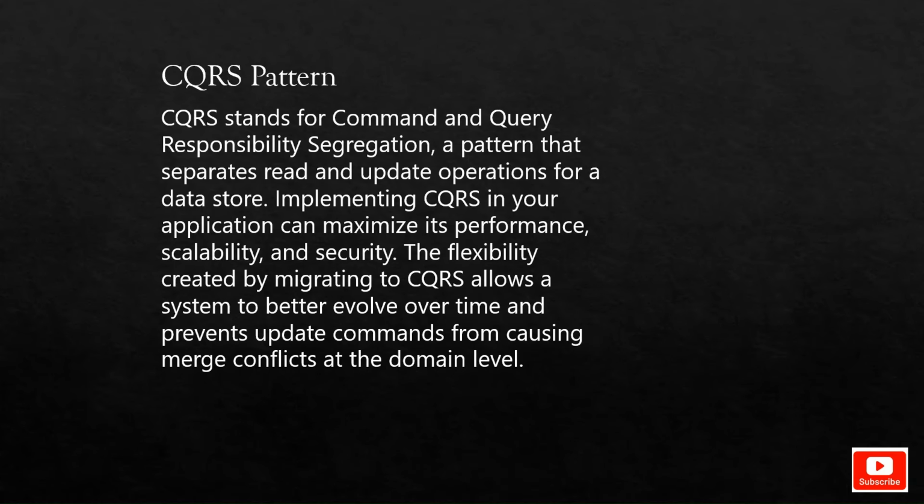CQRS stands for Command and Query Responsibility Segregation Pattern, a pattern that separates read and update operations for a data store. Implementing CQRS in your application can maximize its performance, scalability, and security. The flexibility created by migrating to CQRS allows the system to better evolve over time and prevents update commands from causing merge conflicts. So why did we come up with the CQRS pattern and what problem does it solve?